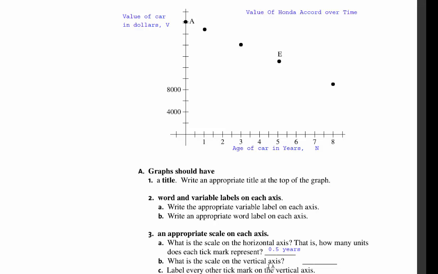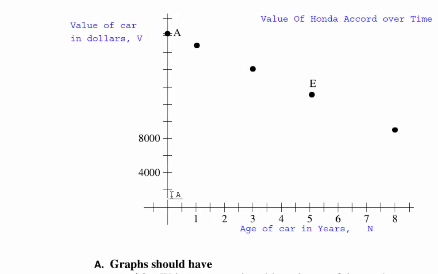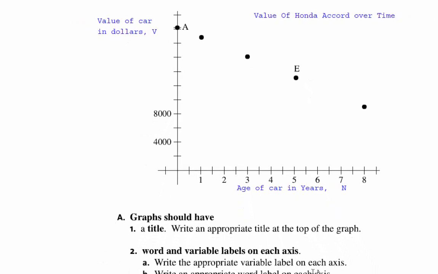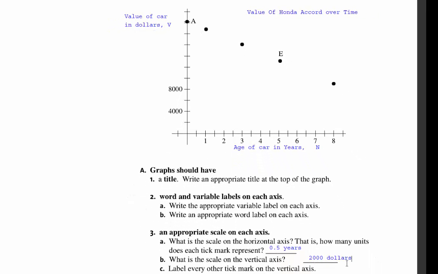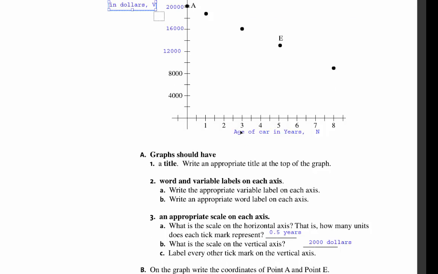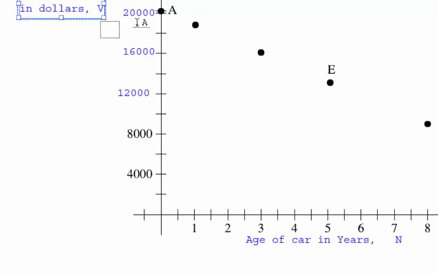We are then asked for the scale on the vertical axis. It looks like we're counting by increments of 2,000. So the first tick mark would be 2,000, 4,000, 6,000, 8,000, and so on. So I'll fill in $2,000 for question 3b. Question 3c says label every other tick mark on the vertical axis. So I've gone ahead and added 12,000, 16,000, and 20,000 to my graph.